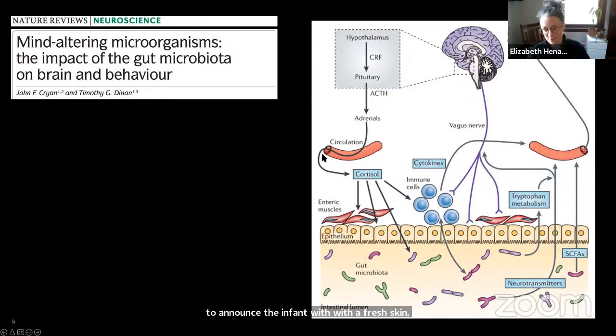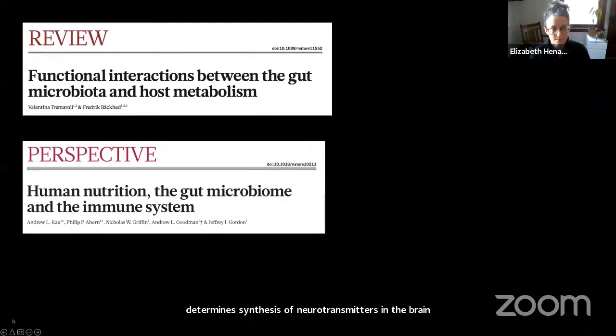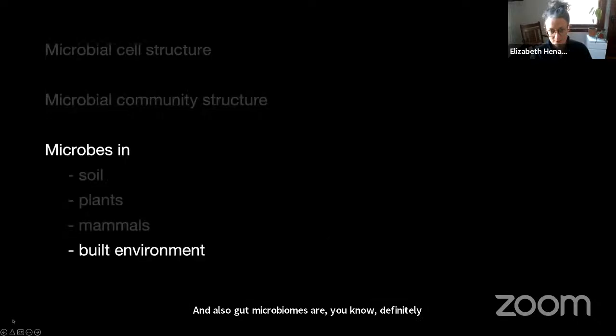We talked about this paper already earlier, about how microorganisms are key in the signaling pathway that determines synthesis of neurotransmitters in the brain. And also, gut microbiomes are definitely emerging as being a very important component of health and well-being.